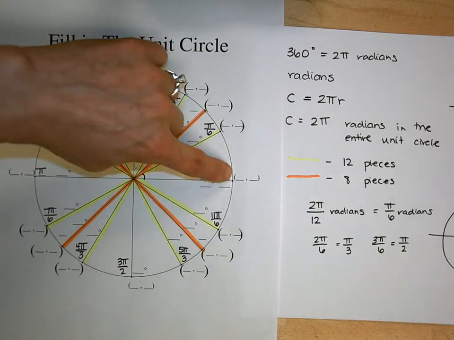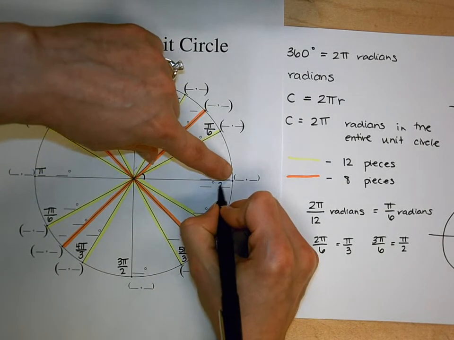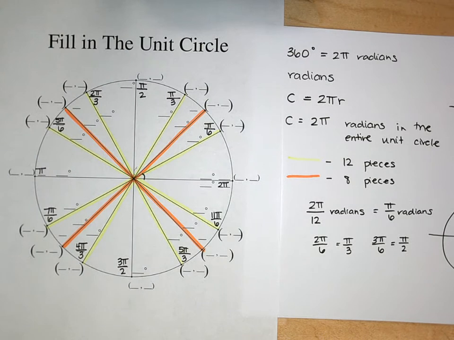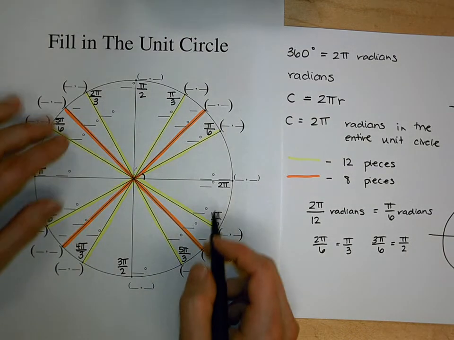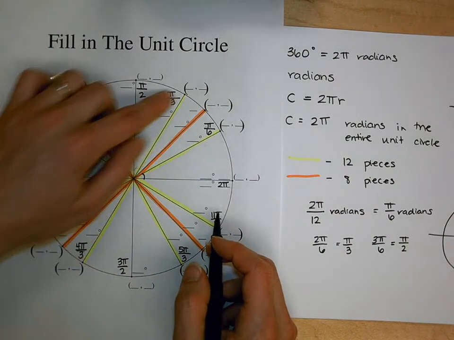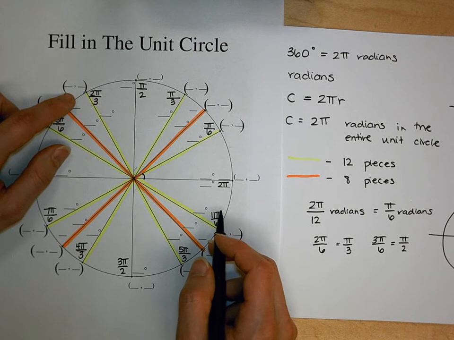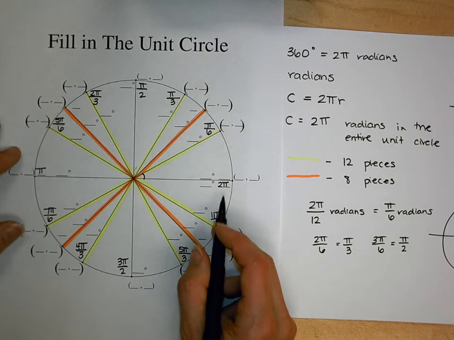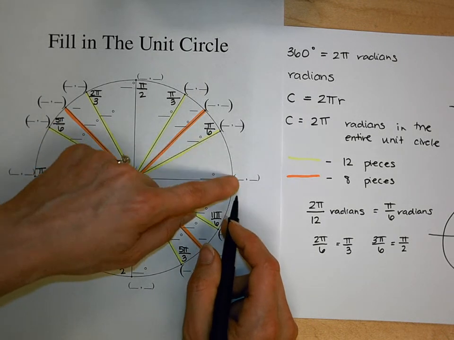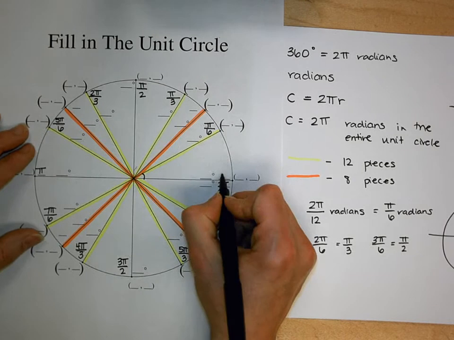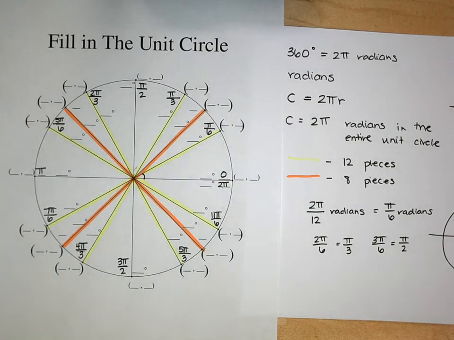And 12 pi over 6, well, that is 2 pi. Okay, so we've gone all the way around. We just split the circle into fractions, into 12 different pieces. So each of those pieces is going to be worth an angle of pi over 6. This angle, of course, here, forgot that one, is 0.